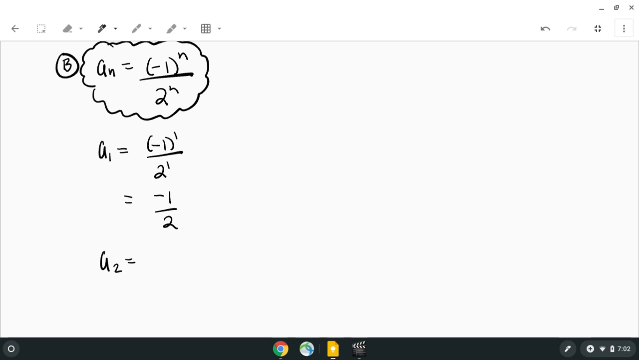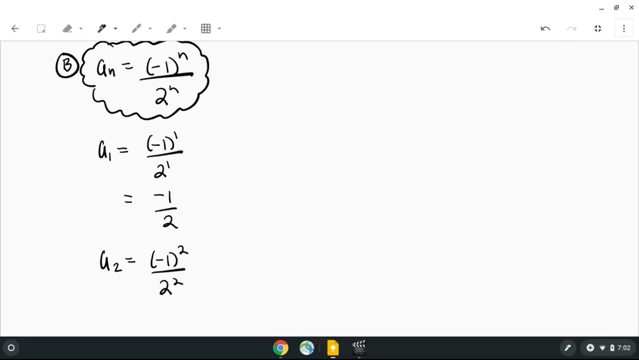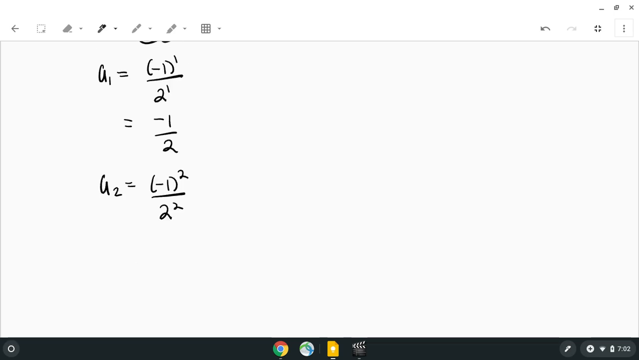Okay, let's find the second term, a2. So now, over here, for n, I'm going to plug in 2. Okay, both places. (-1) to the second power, 2 to the second power. Okay, and let's go ahead and work those out. (-1) squared is positive, and 2 squared is 4.